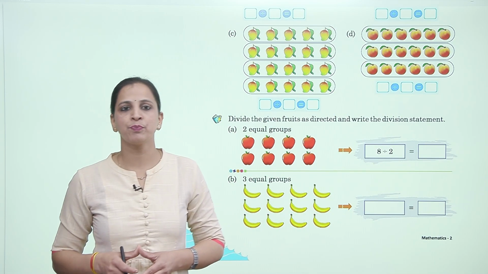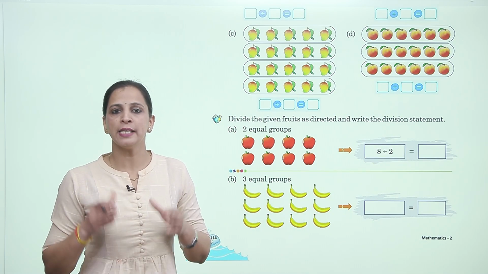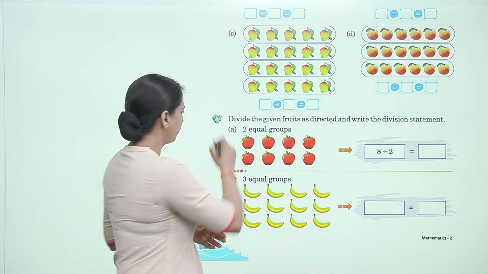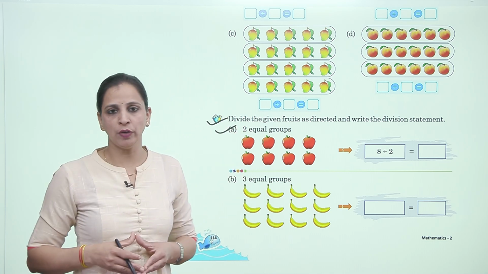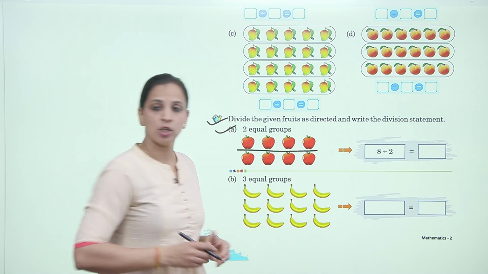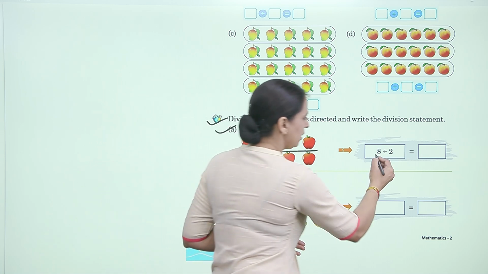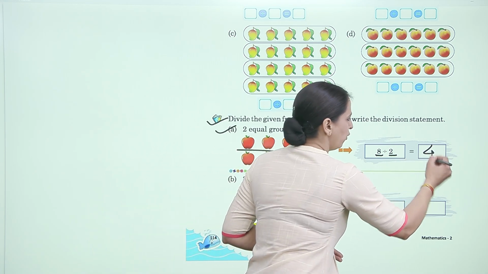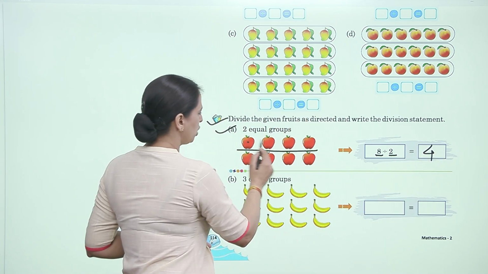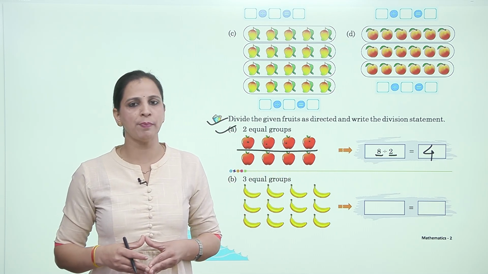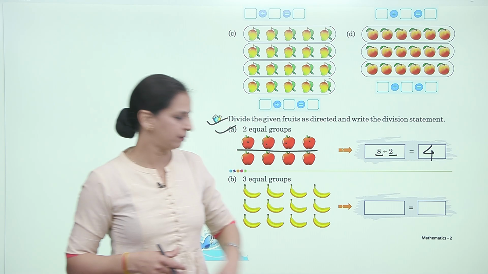Now next is, divide the given fruits as directed and write the division statement. A part, 2 equal groups. So, total 8 apples हैं in 2 equal groups. That is, each group has 4 apples. तो बच्चों सेम मेथड को यूज करते हुए बाकी के पार्ट्स आप खुद ट्राई करेंगे.